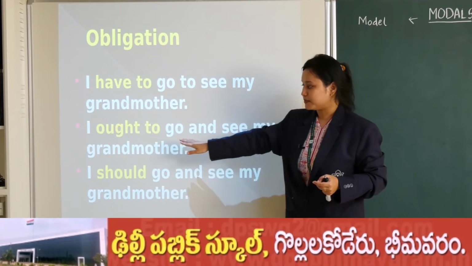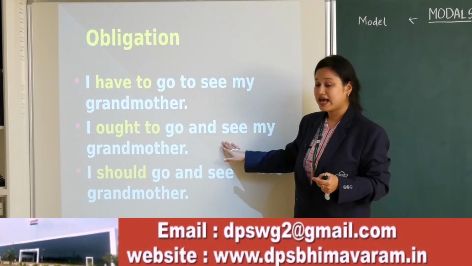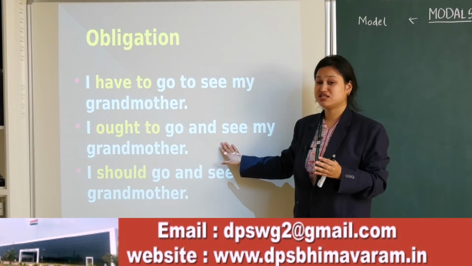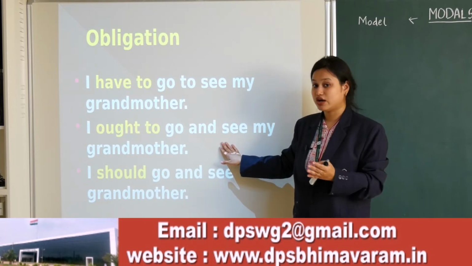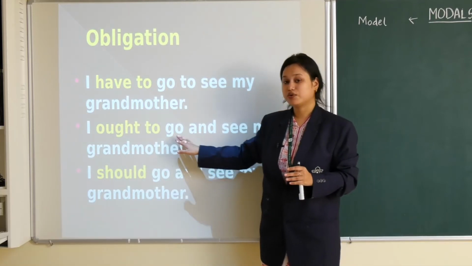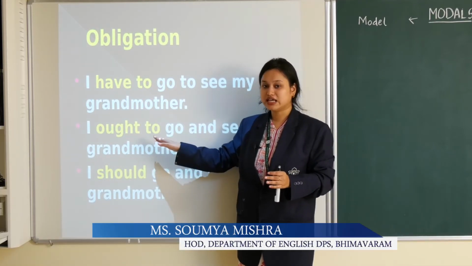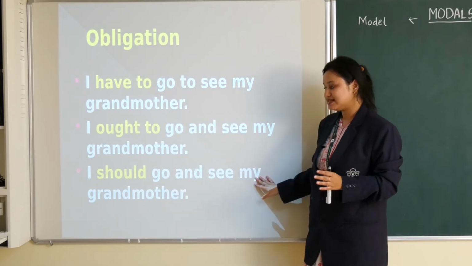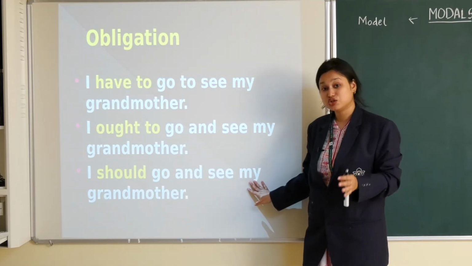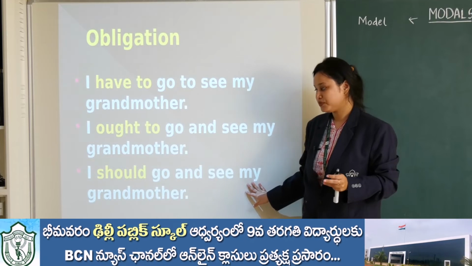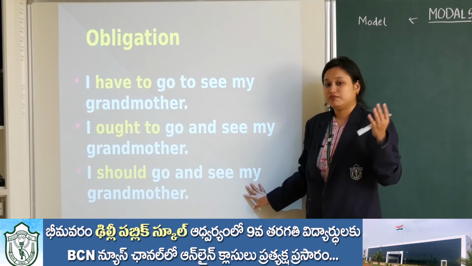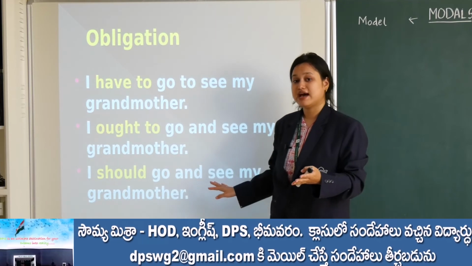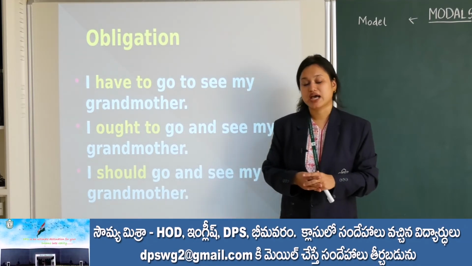Come to the next example. I ought to go and see my grandmother. I ought to go and see because she is very sick. I need to go. I ought to go. I must go. Okay, what is that conveying? Again, obligation. Okay, I should go and see my grandmother. I should. Okay, so many days have passed. I haven't visited her. I should go now. It's high time I should go and see my grandmother.